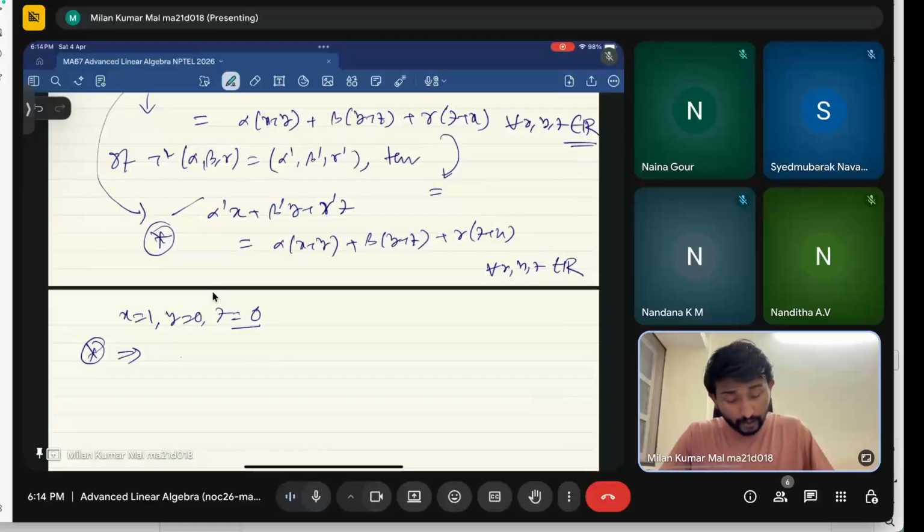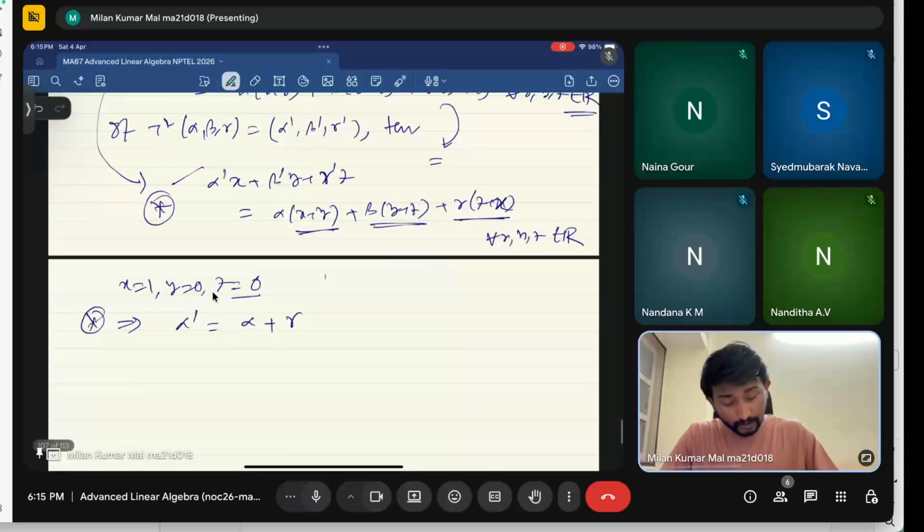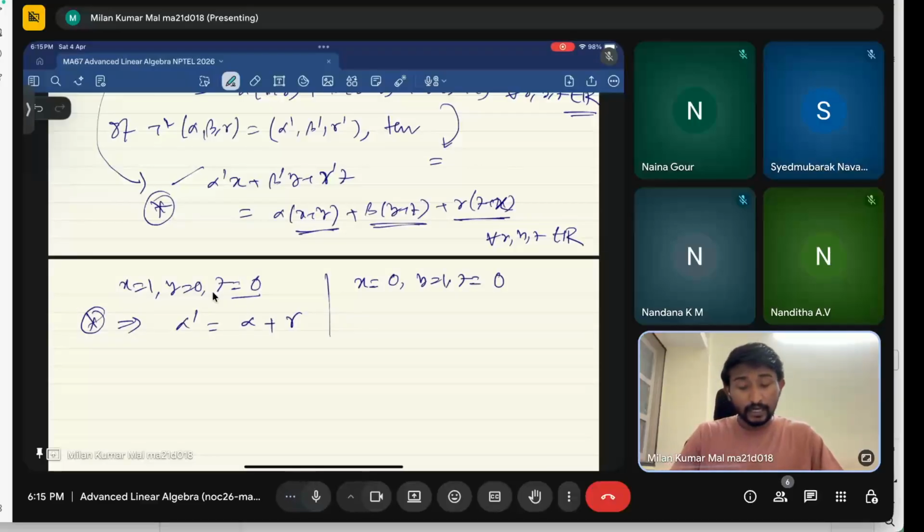If I take x equal to 1, y equal to 0 and z equal to 0, that means alpha dash is equal to alpha plus beta times y plus z, that is 0, plus gamma times z plus x, and x is 1 and z is 0, so that's why gamma. And similarly, if we take x equal to 0, y equal to 1, and z equal to 0, then from the left hand side I will get beta prime, which is equal to alpha, since y equals 1, beta, since z is 0, and this one will become 0.